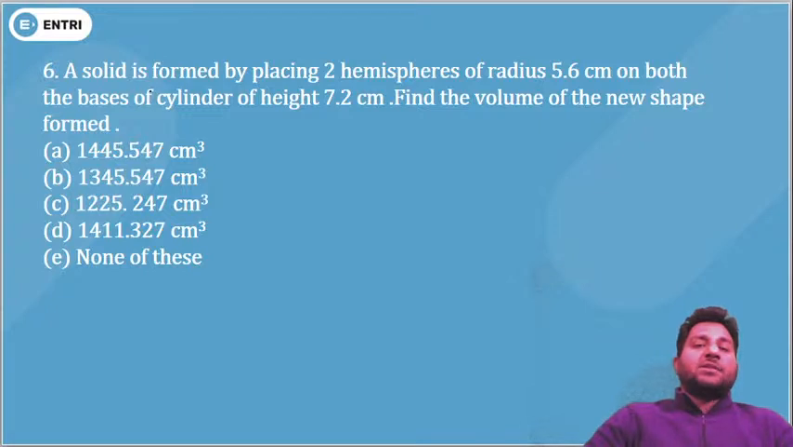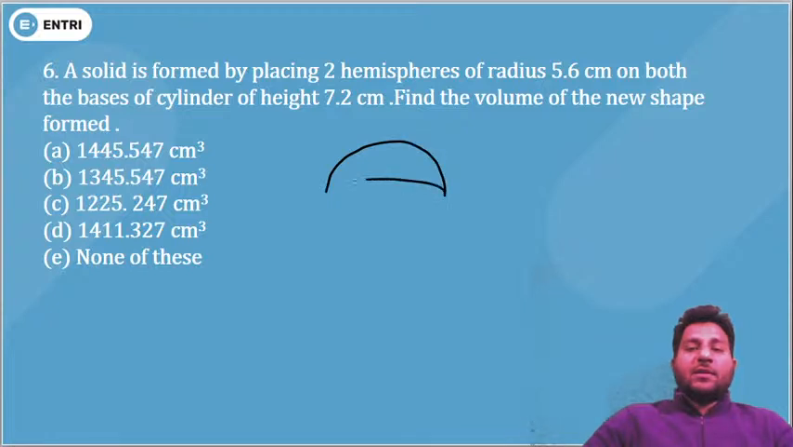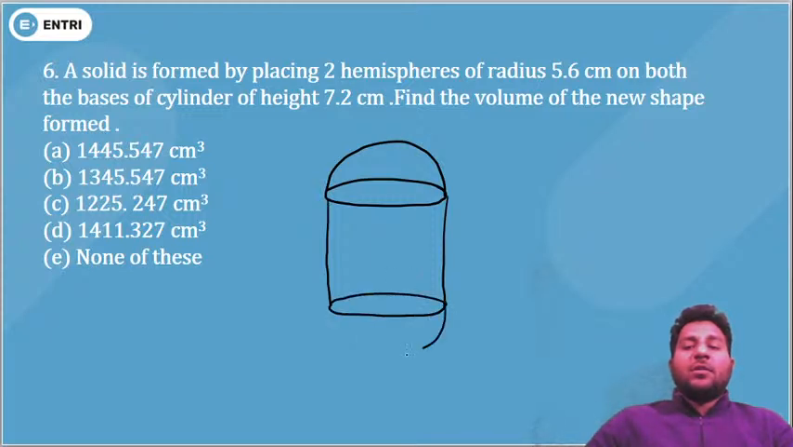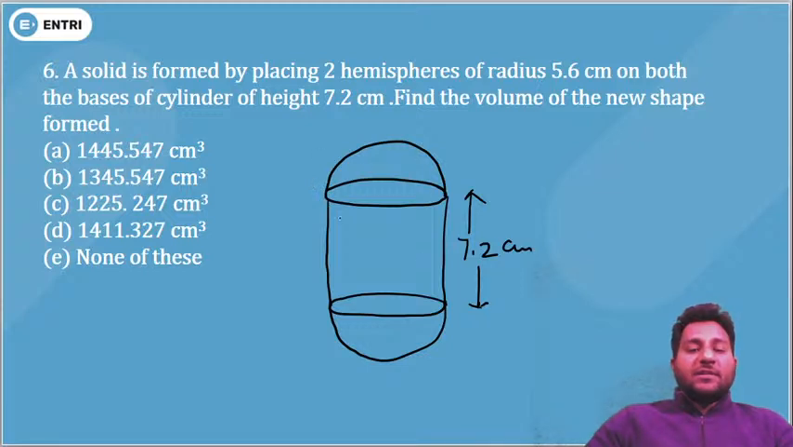Next question. A solid is formed by placing two hemispheres of radius 5.6 on both the bases of a cylinder of height 7.2 centimeter. So two hemispheres are like this. That means we are placing a hemisphere on both the bases of the cylinder. So this is the diagram of the question. Find the volume of the new shape, which means we need to find the new shape's volume.